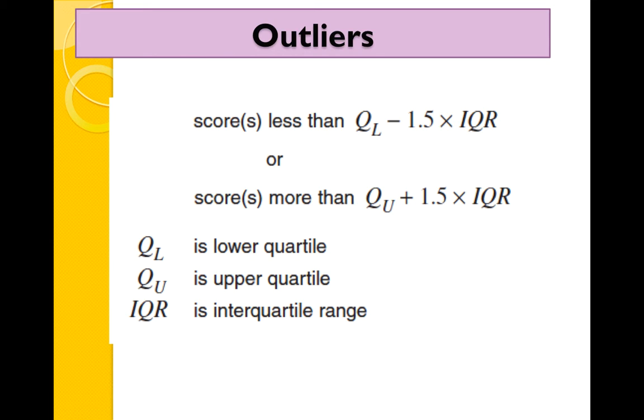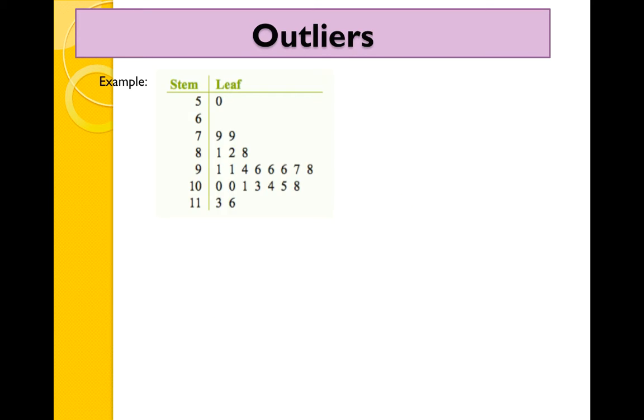When we are asked to discuss whether there are outliers in a set of data or not, we always need to justify this by calculation. These formulas are on the formula sheet, and it's useful if you know that they are there, where they are, and how to use them. This is an example of a stem and leaf plot.